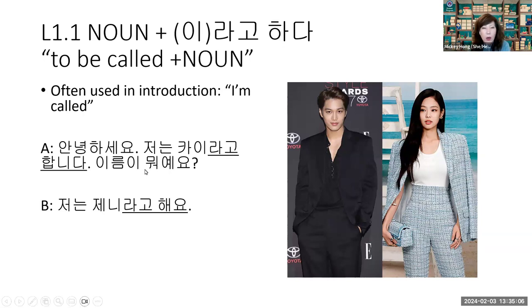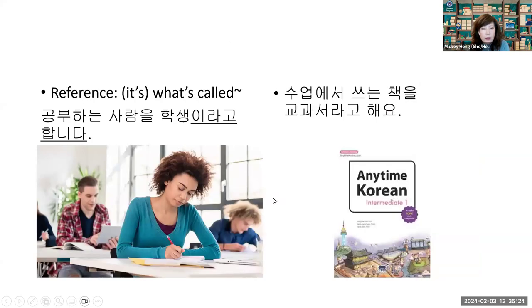안녕하세요. 저는 카이라고 합니다. 이름이 뭐예요? 저는 제니라고 해요. 카이 ends in a vowel, so just 라고 합니다. And Jenny ends in a vowel as well, so 라고 해요. And it's used for reference.